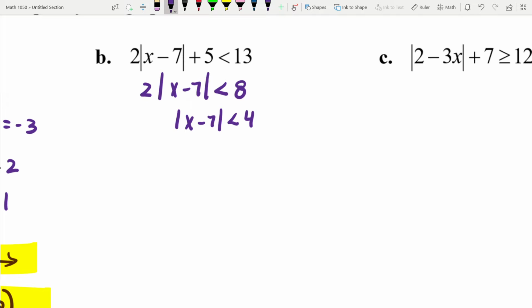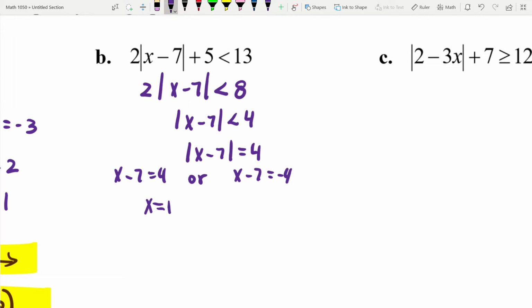Step number 2, people skip it. And because they skip it, it makes problems for them. Please don't skip it. So I want you to write the absolute value of x minus 7 equals 4. Then write x minus 7 equals 4, or x minus 7 equals negative 4. Move the 7 over, you get x equals 11, or move the 7 over, x equals 3.